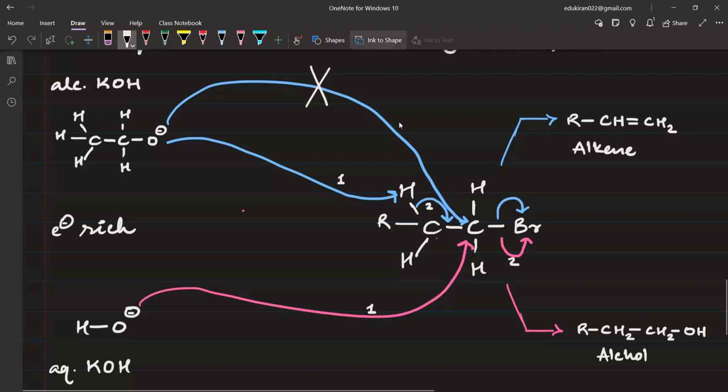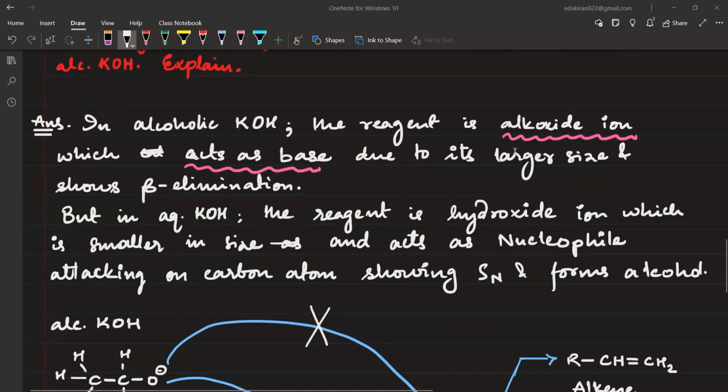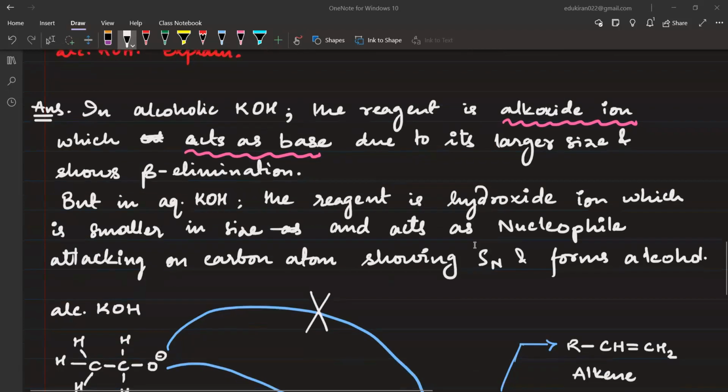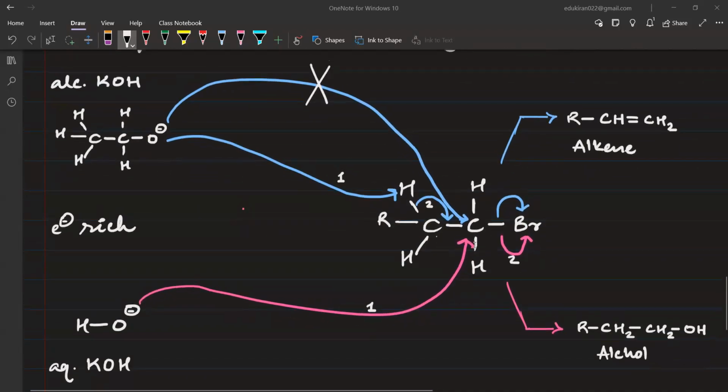Yeah, because it is small in size, that is why it can attack. Okay, sir. See, we have written about the size only, right? Here also, it acts as a base due to its larger size and shows beta elimination. In the aqueous stage, the reagent is hydroxide, which is smaller in size and acts as a nucleophile attacking the carbon atom, showing SN and forms alpha. Okay, please write this down.